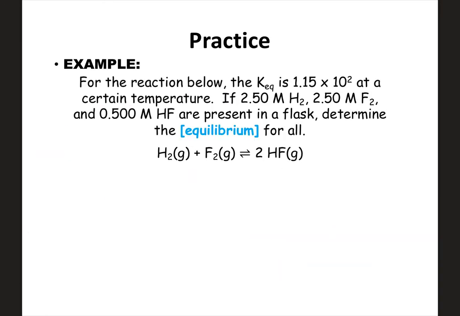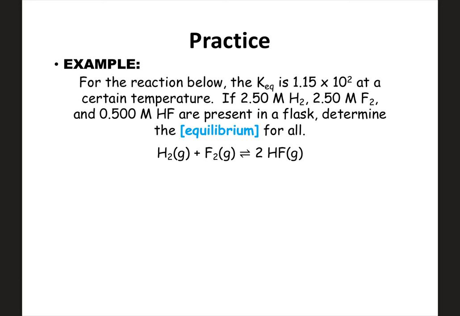This one says for the reaction below, the Keq is 1.15 times 10 to the second at a certain temperature. If we have 2.50 molar H2, same for F2, and 0.500 molar of HF present in a flask, determine the concentration at equilibrium for all. So the first thing I'm trying to do here is figure out which version of the problem this is going to be. It looks like I'm solving for the concentration at equilibrium for all of these. So I don't know any of the concentrations at equilibrium. I'm going to need to use the ICE table with X, all right?